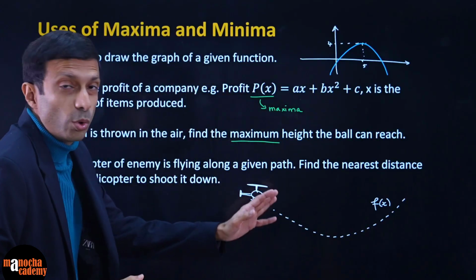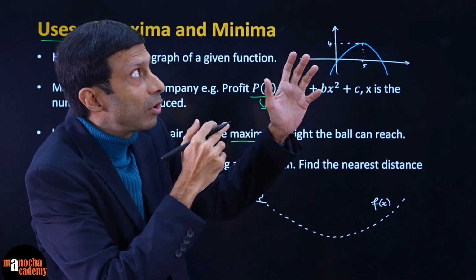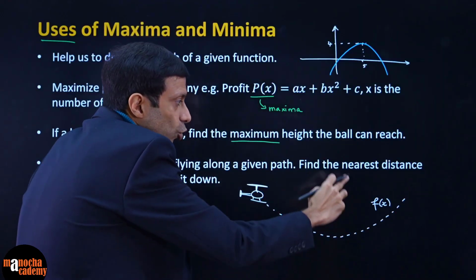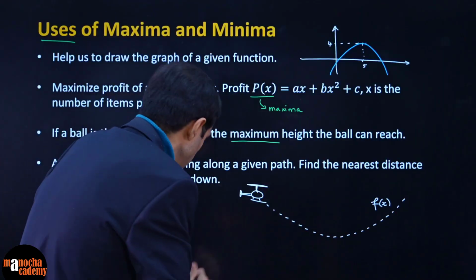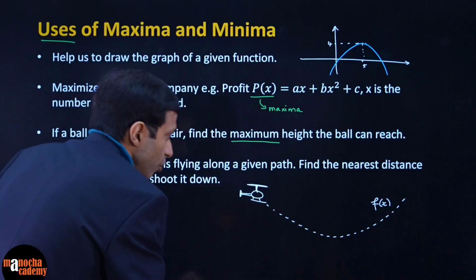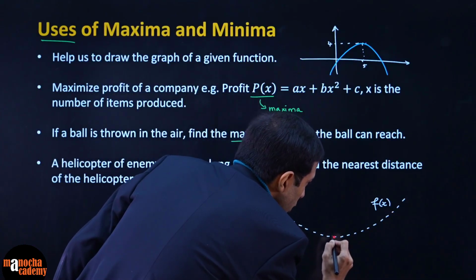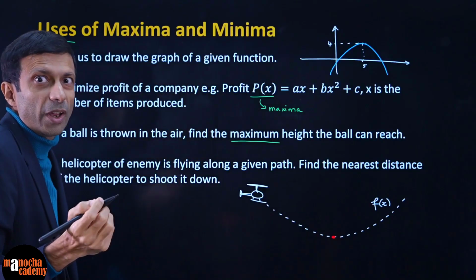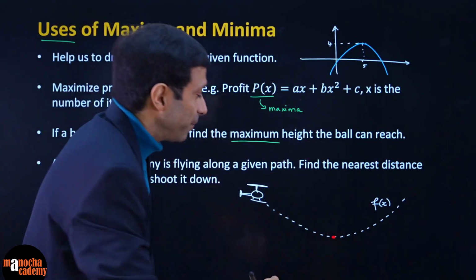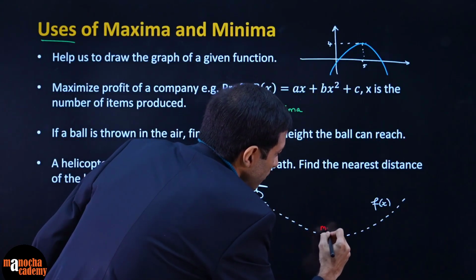So if they want to shoot it down, or let's say they have some short range missile to shoot it down, maybe if it's too high they can't shoot it down, but if the helicopter is at its lowest point, it is easiest. So I want to shoot it at its lowest, nearest point. That means what am I looking for? The minima of this function. We are looking for its minima.